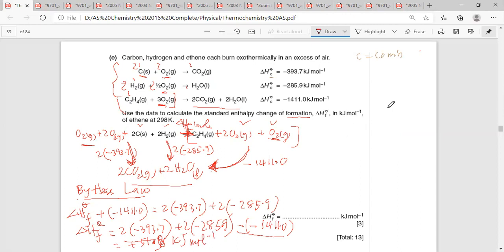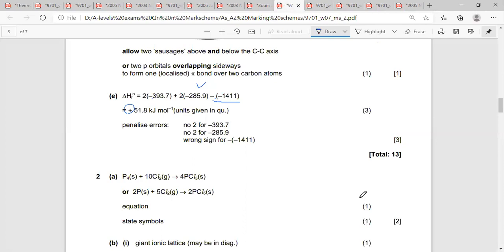So now remember here, look at the marking scheme. It says penalize no 2, see the times 2 is important. It means that this one times 2 mark here, times 2 mark here, and then the answer is 1 mark, and units. So 3 marks, 1, 2, 3. Very simple. Times 2, the value here, and wrong sign also, they penalize. It means the marks 1, 2, 3 here.